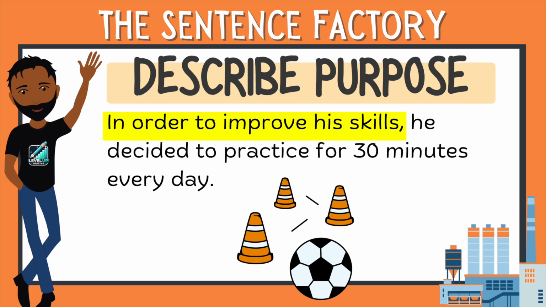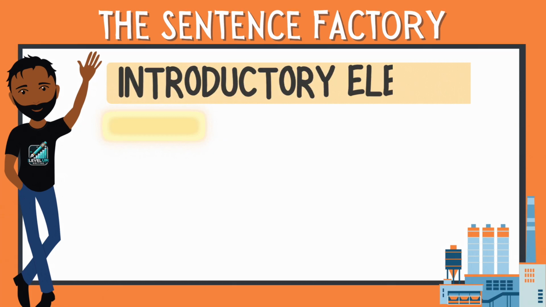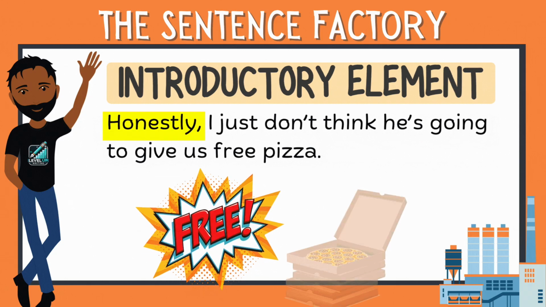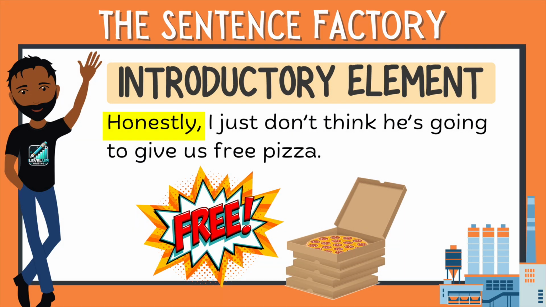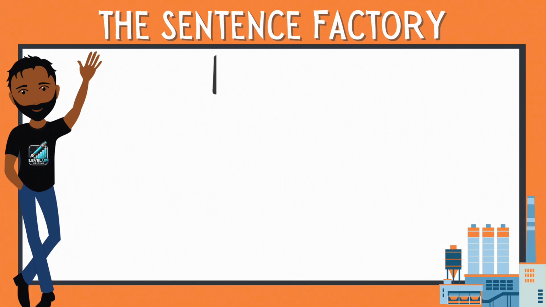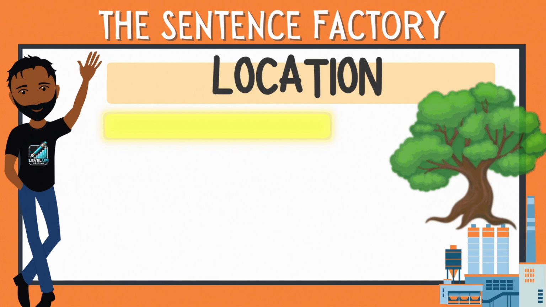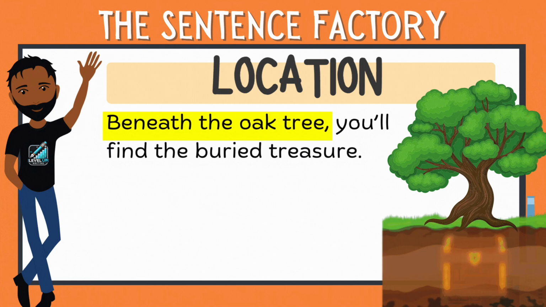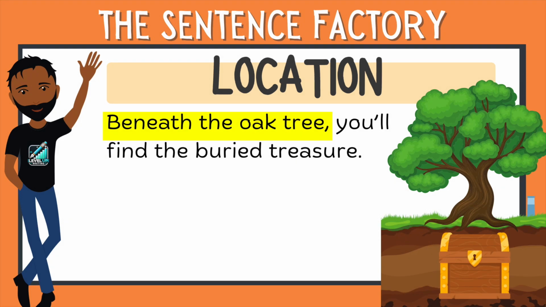In less formal writing, you might even use something called an introductory element before the main clause. An introductory element is just a fancy way of saying a single word that comes before the main clause. These are used all the time in dialogue between characters, since that's how people often speak. Finally, you can use an introductory clause to describe where something is. Now, this isn't a complete list of every type of introductory clause or element, but it's a decent start.